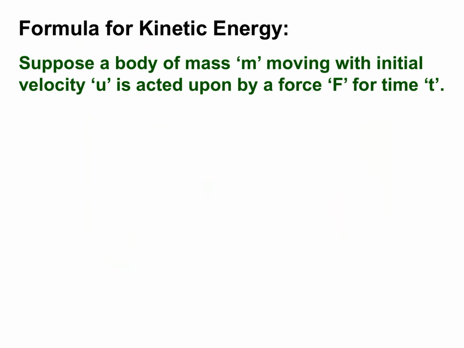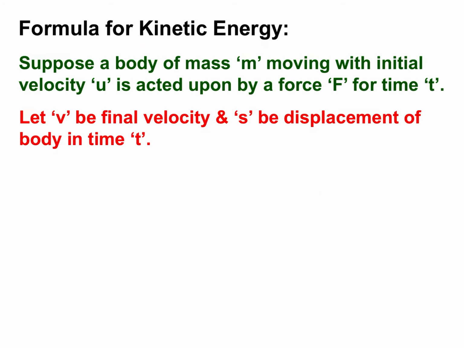Formula for kinetic energy. Suppose a body of mass m moving with initial velocity u is acted upon by a force F for time t. Let v be the final velocity and s be the displacement of the body in time t. Means there is a body of mass m which is initially moving with initial velocity u and a force F is applied over it for time t, and v is the final velocity due to the force and s is the displacement.